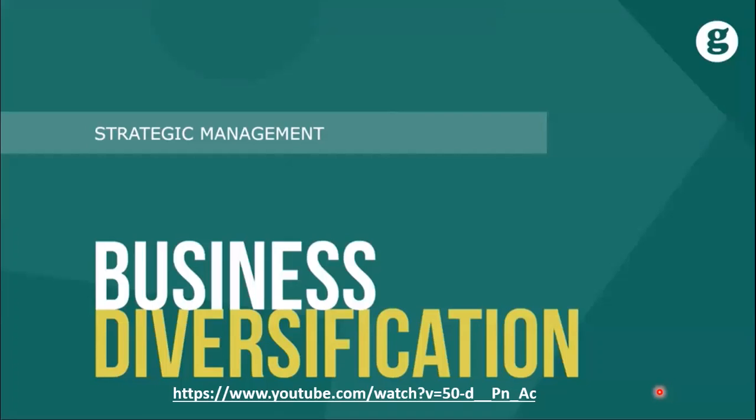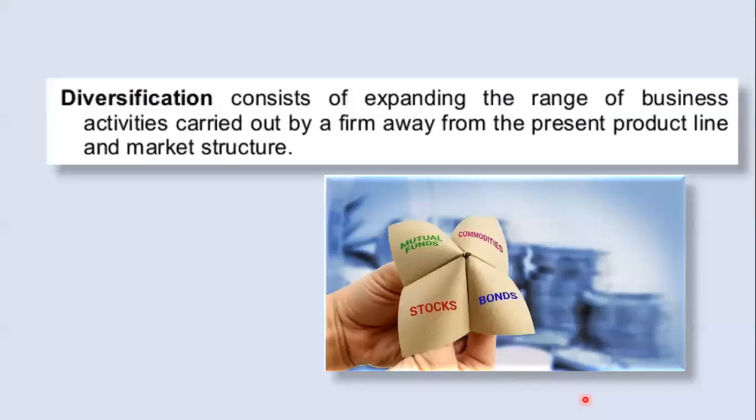There is a beautiful explanation about business diversification in this link. One more time, remember, this video is only a review, so I'm not going to show the videos again. You can watch them if you want to, or you can go back to the past classes and check them. That would be great. Well, coming back to business diversification, let's read this. Diversification consists of expanding the range of business activities carried out by a firm away from the present product line and market structure.